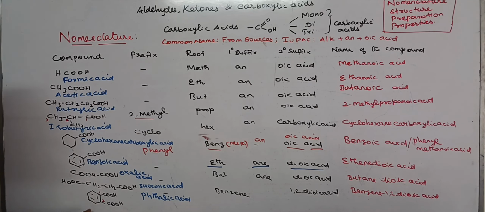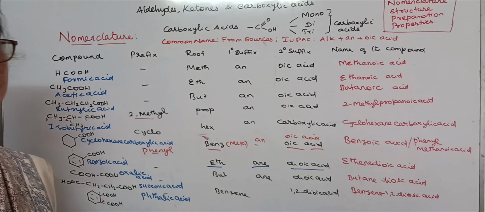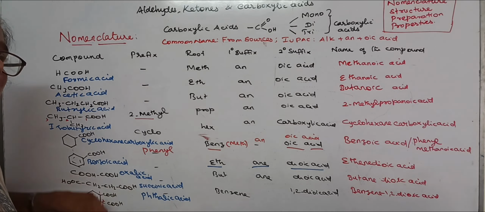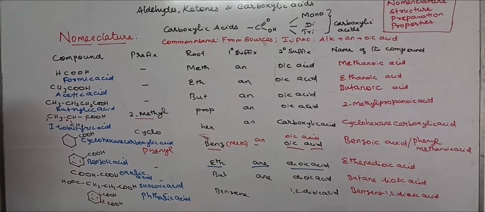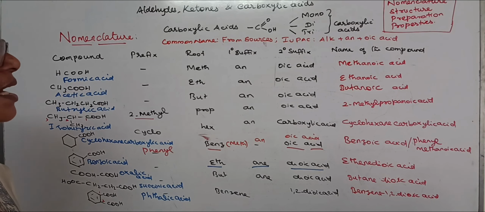1,4 dioic acid is called terephthalic acid, and 1,3 benzene dioic acid is called isophthalic acid. So we can have isomers of benzene dicarboxylic acid as phthalic acid, isophthalic acid and terephthalic acid, with respect to the positions 1,2, 1,3 and 1,4. Here I have taken only 1,2. So the name is phthalic acid and its IUPAC name is benzene 1,2 dioic acid.